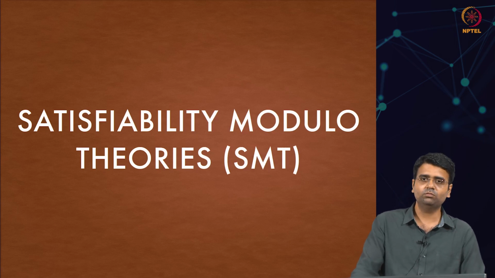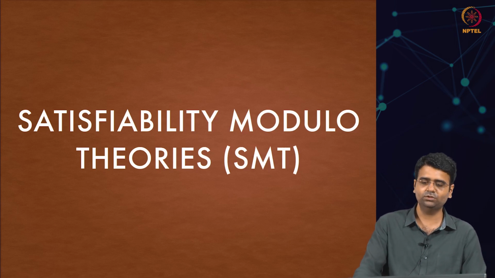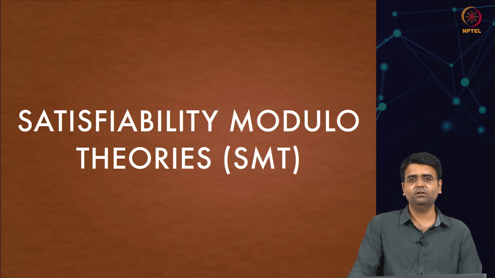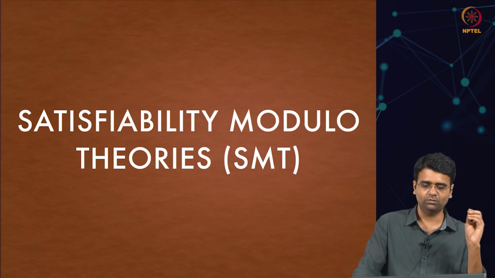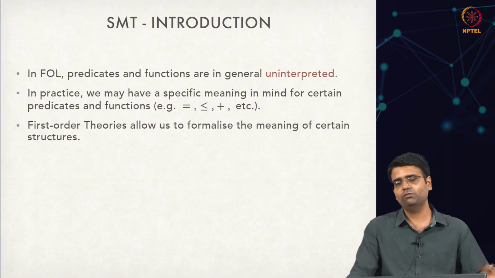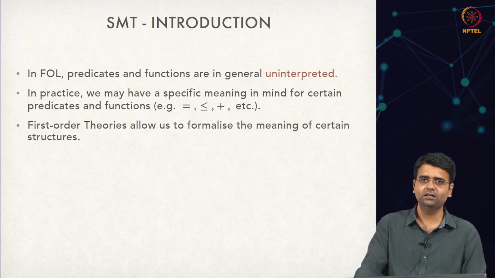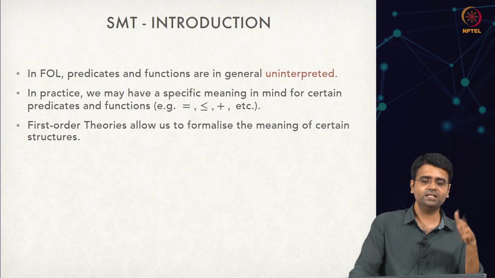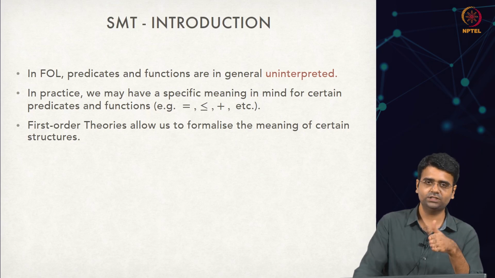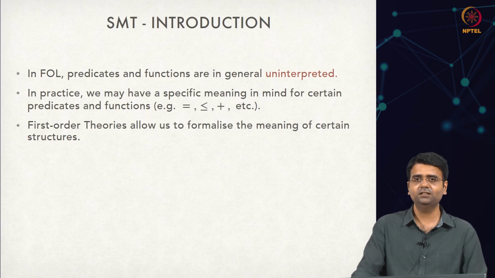Okay, so going forward in that particular direction, today we are going to look at this notion of a first order theory, and a first order theory is what is going to give meaning to some specific concepts that we have in mind. So we know that in general in first order logic, you have predicates and functions, and these predicates and functions can have arbitrary arity, and you can define as many new predicates and functions as you want and use them as part of your formula, but they are in general uninterpreted. Uninterpreted meaning that they don't have a meaning.